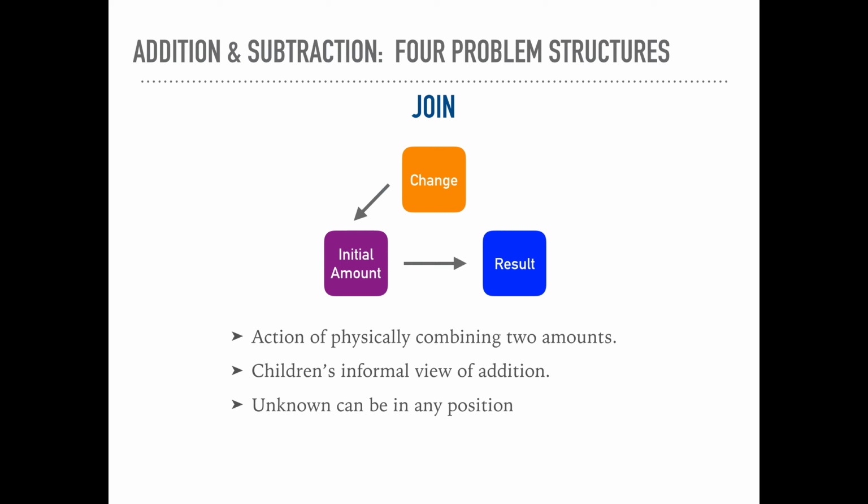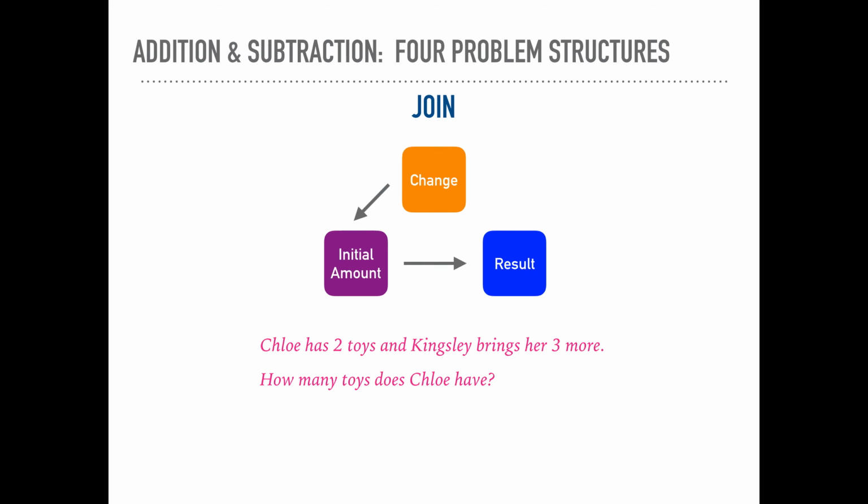But the unknown can be in any position. Let's take a look at an example. If we say Chloe has 2 toys and Kingsley brings her 3 more, how many toys does Chloe have? In this case, we have the initial amount, the change is 3 more, and we don't know the result. So this would be called a join problem with an unknown result, or join missing result problem.